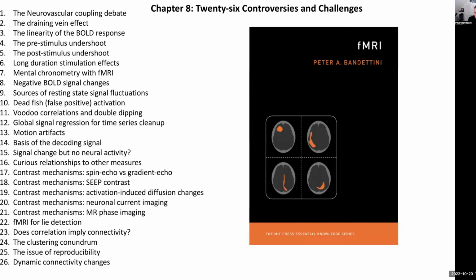I wrote this book. It's a short book. It's called fMRI. This is what Bob discovered the other day, and it has one chapter in it, chapter 8, that was a lot of fun to write. I just decided to expand on a blog post of mine called 26 Controversies and Challenges, and I list them all here.